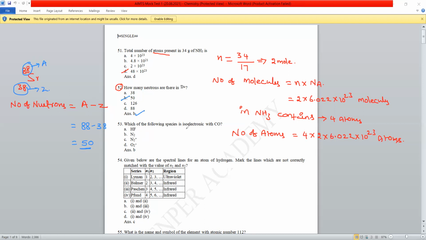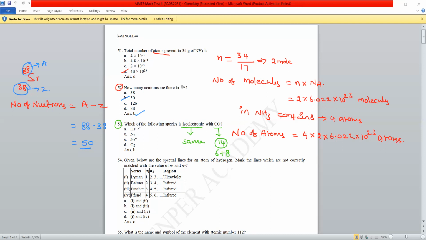Which of the following species is isoelectronic with CO? They are asking isoelectronic with CO. Isoelectronic means what? Same number of electrons. So here CO contains 14 electrons. How? 6 electrons from the carbon, 8 electrons from the oxygen.